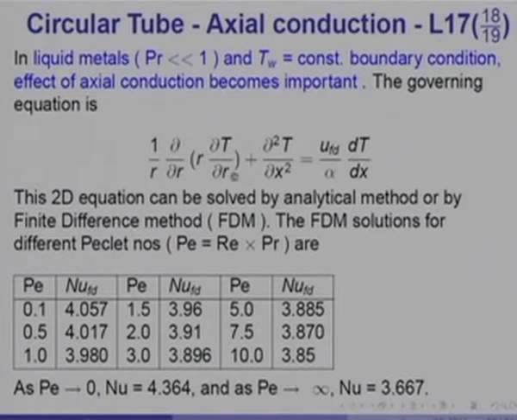Now, of course, this is a two-dimensional equation. It involves dependent variables r and x. It can be solved analytically or nowadays much more simply by the finite difference method. And I give below the finite difference method solutions for different values of Peclet number. Now, I want you to appreciate how Peclet number comes about.